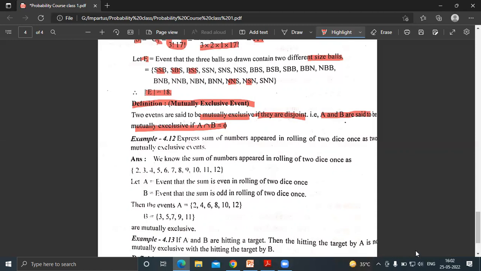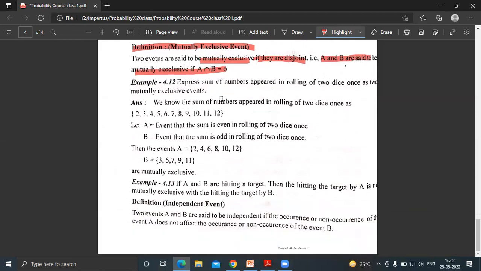Here is one question given on mutually exclusive events. This type of question comes in MCQ type. But here is another question: express the sum of numbers appeared in rolling two dice once as two mutually exclusive events. Since the question is about the sum of numbers appearing in rolling two dice once, we know that sum means addition. So the minimum number, that is 1, 1, gives 2. The maximum number is 6, 6, that is 12.